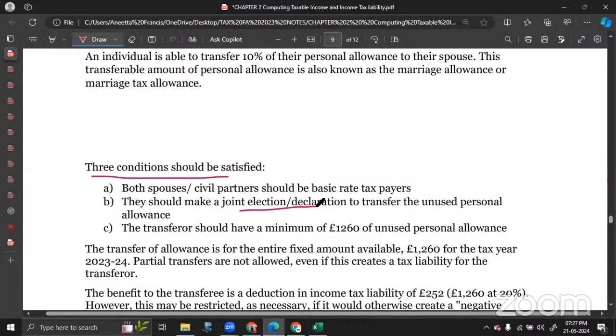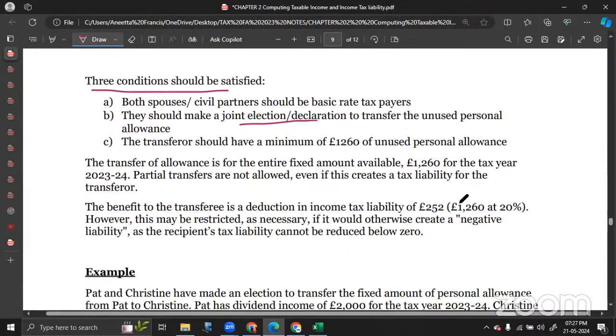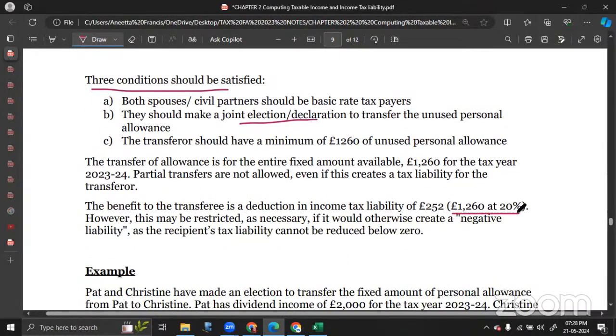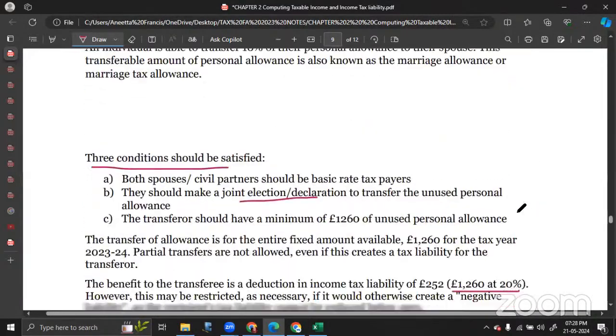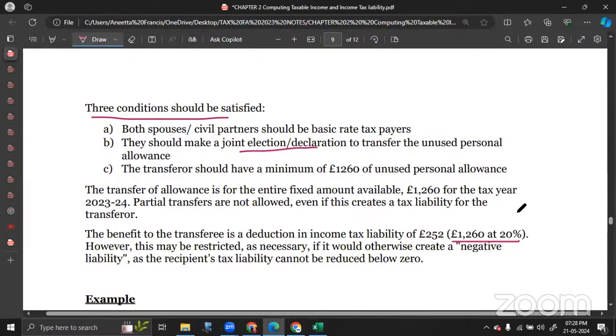So how does the transfer happen? Do they directly give 1260 to the spouse? No. The spouse, whoever is ready to receive the personal allowance, will do their income tax liability, and from their income tax liability, 1260 into 20% will be deducted. So both of them have to be basic rate taxpayers, they have to make a joint election, whoever is planning to make the transfer should have 1260 unused personal allowance, and whoever is planning to receive should do their normal income tax liability. And from that income tax liability, they have to make a deduction of 1260 into 20%.